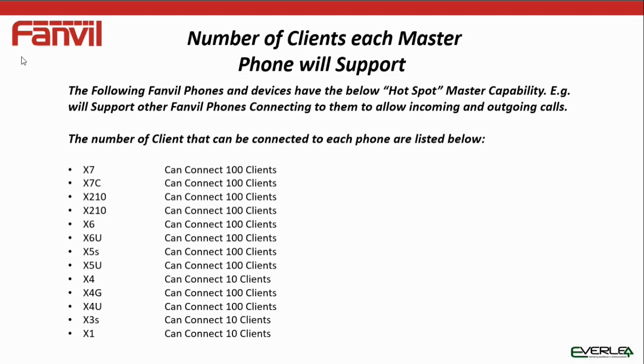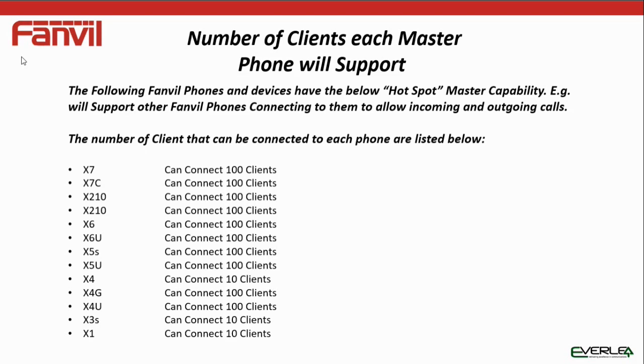So if we go through the various X model phones here, the X7, we can have 100 clients. That means we can have an X7 as a master phone, and we can have 100 clients connecting to that X7 single SIP registration. That basically means 100 of those clients can pick up and make an outgoing call and present itself as the SIP registration, and if incoming calls ring, you get 100 phones ringing. That's going to get noisy.